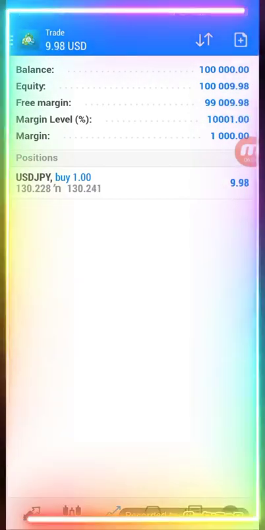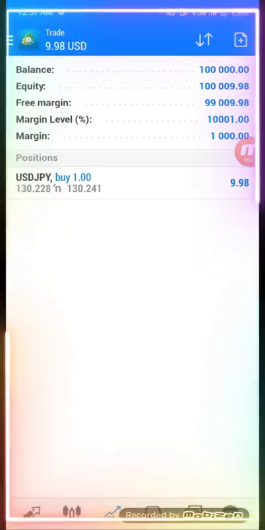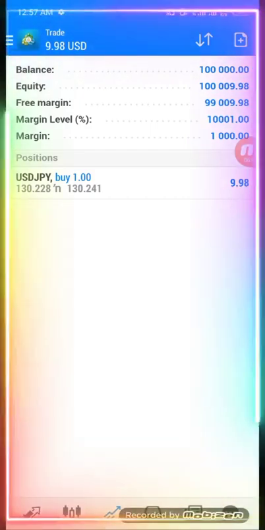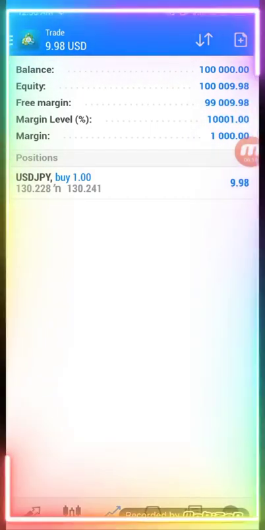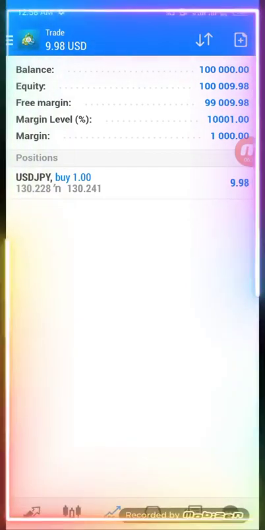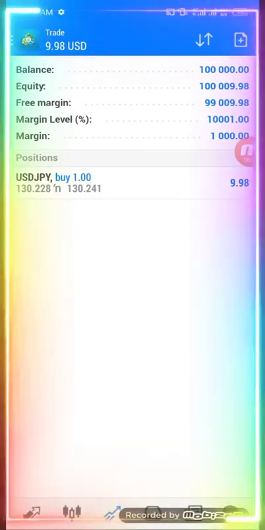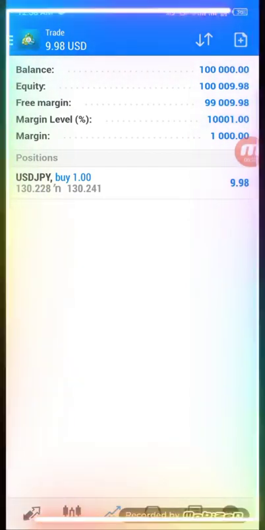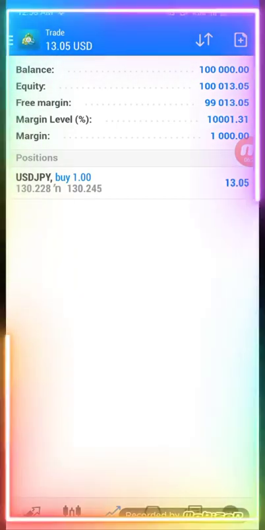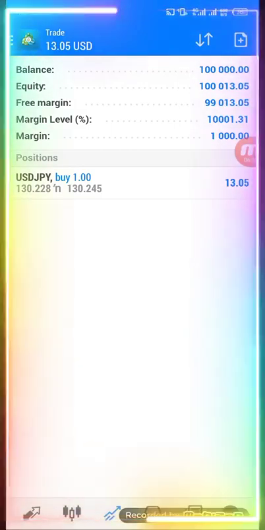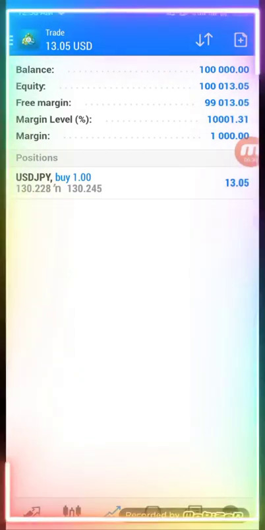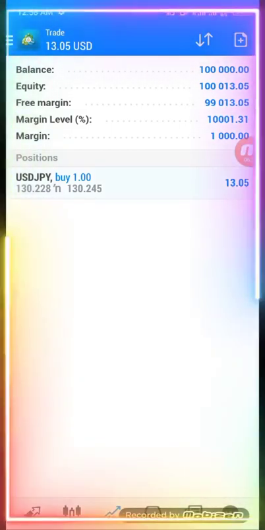Then our take profit is usually 100 pips or 1000 points. To get my 100 pips or 1000 points, I'll add 1000 points or 100 pips to the same figure under USDJPY, 130.228. So 130.228 plus 100 pips or 1000 points will be 131.228. So I'll click modify, 131.228.